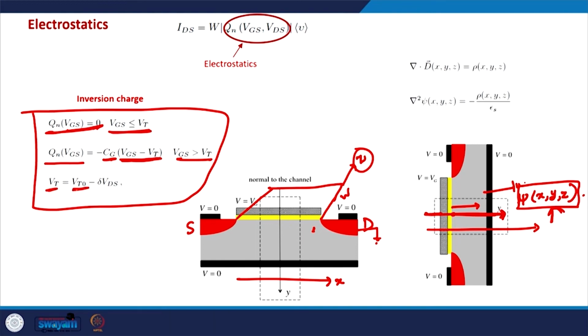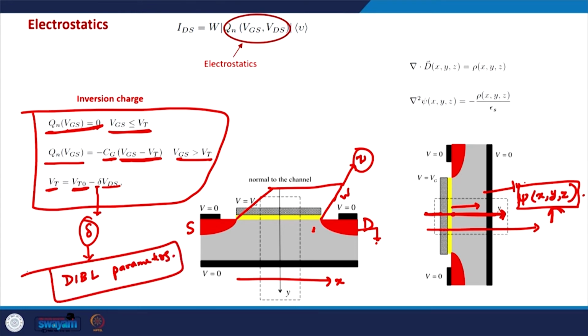And Vt, the threshold voltage, is Vt0, or Vt naught, which is the threshold voltage when there is no drain voltage, minus delta times Vds. This delta parameter is known as the DIBL parameter. Generally in MOSFETs, because of the drain voltage, the barrier in the channel is reduced. This is how the barrier looks, and because of the drain voltage, the top of the barrier is also reduced, and that might reduce the threshold voltage as well.